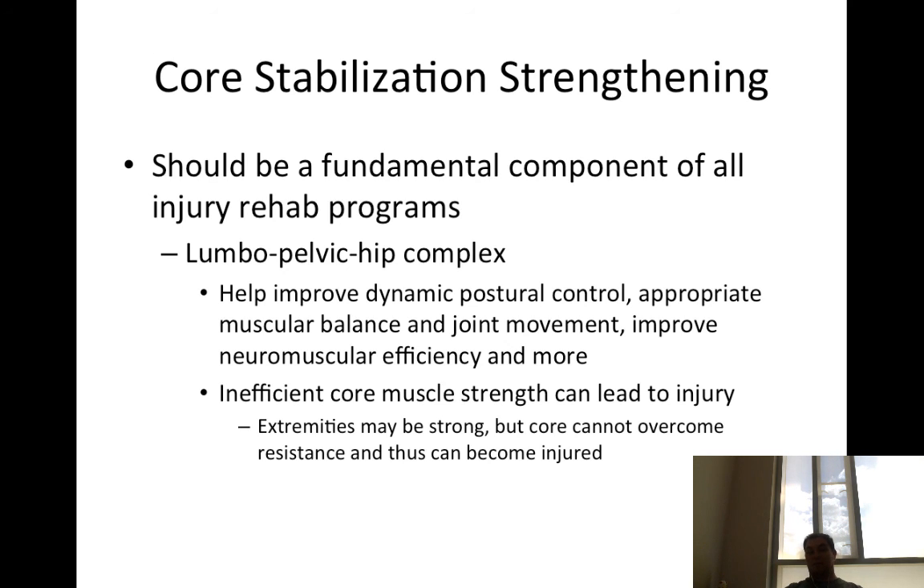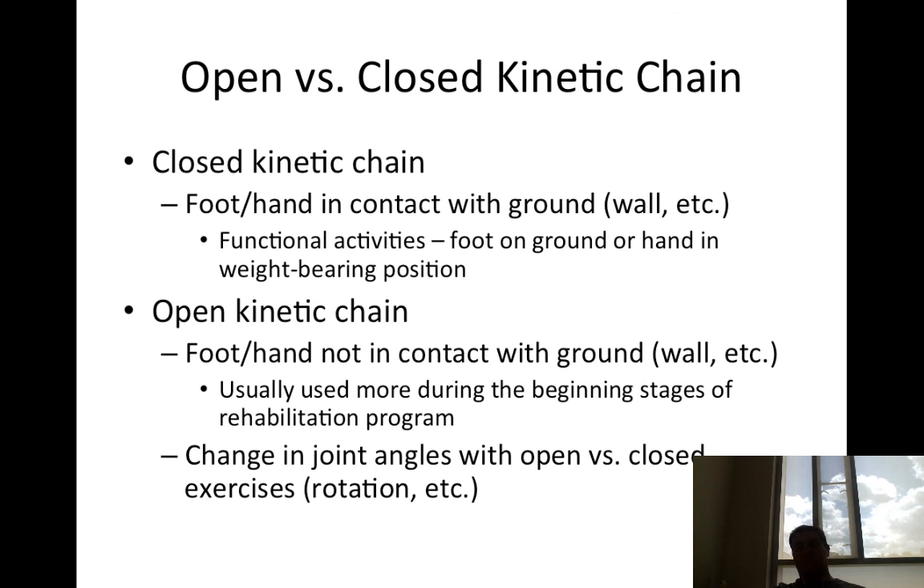So with that lumbopelvic hip complex, if you have a dysfunction within here, you could have a decrease in dynamic postural control, decrease in proprioception, muscular balance, joint movement. Inefficient core muscle strength can lead to injury. So your extremities, your arms, legs, whatever, might be very strong, but if your core is weak or inefficient, it cannot overcome the resistance and thus you can become injured.